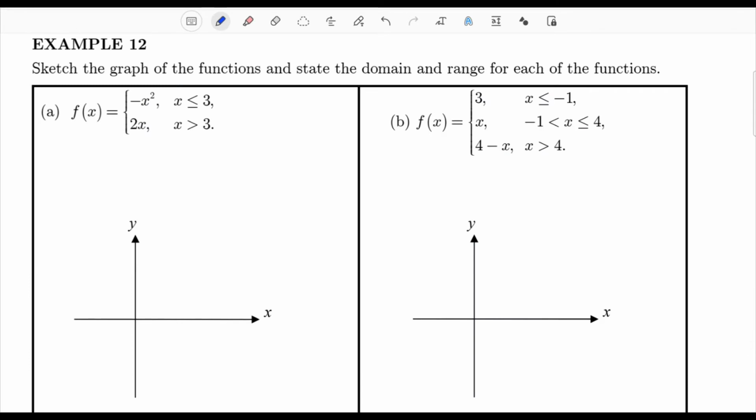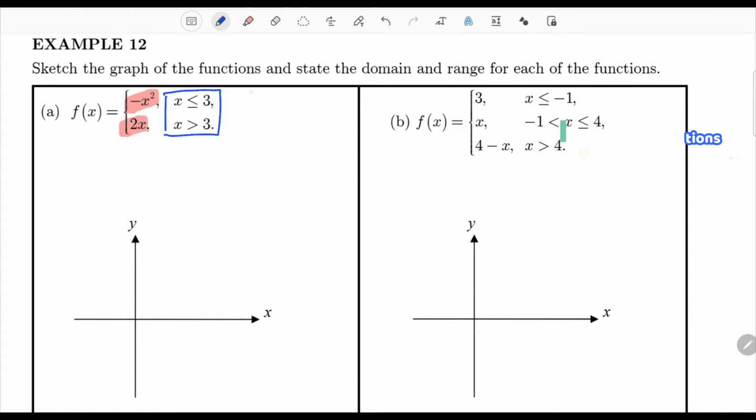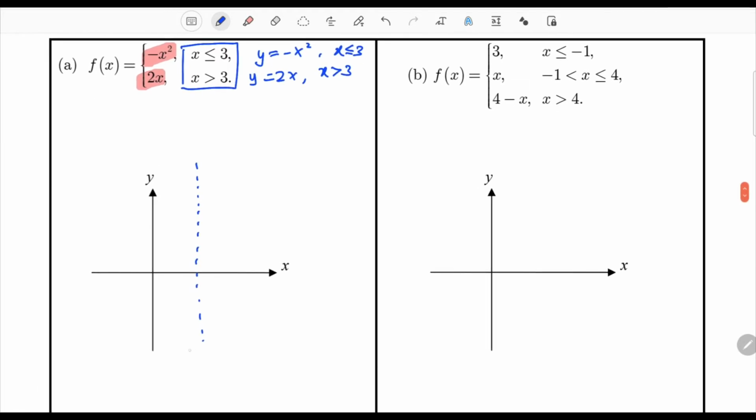Example 12. Sketch the graph of the functions and state the domain and range for each of the functions. So a, f(x) equal to negative x squared, and then 2x. So you have the sections here given. So you need to sketch two graphs. One is y equal to negative x squared, when your x is less than or equal to 3. One more is y equals 2x, when your x is greater than 3. So that's how we should look at it. So first, find your 3. So this is your 3. Your line x equal to 3, not y equals 3.